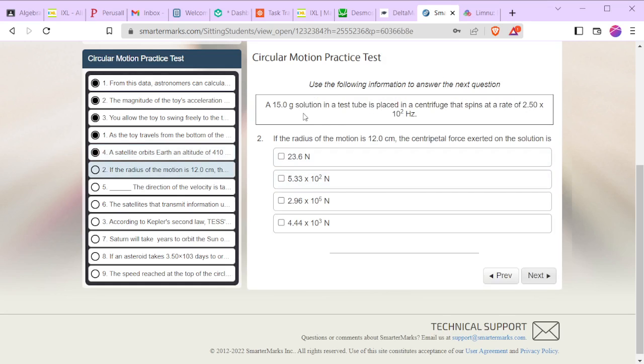Now here, a 15-gram solution in a test tube is placed in a centrifuge that spins at a rate of 2.5 times 10 to the 2 hertz. 1 hertz is 1 over 1 second. If the radius of the motion is 12 centimeters, what is the centripetal force exerted on the solution?